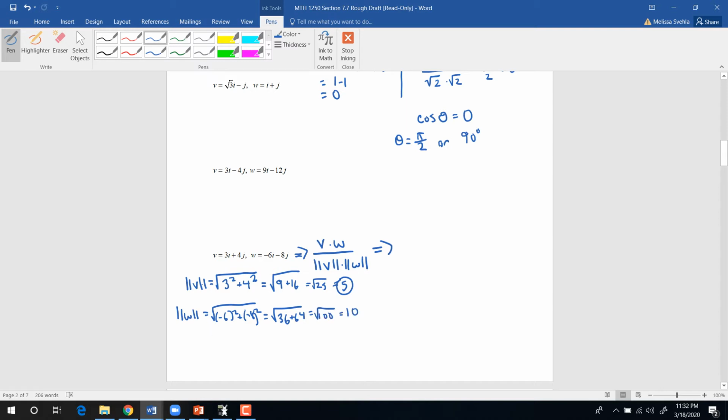Equals 10, okay? So this bottom part is 10 times 5. And if I do the dot product, v dot w is equal to 3 times -6 plus 4 times -8. So I get -18 minus 32, that's -50. Okay, so this is going to become -1.